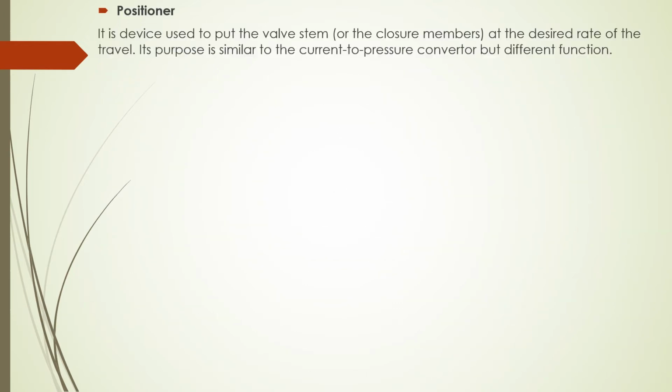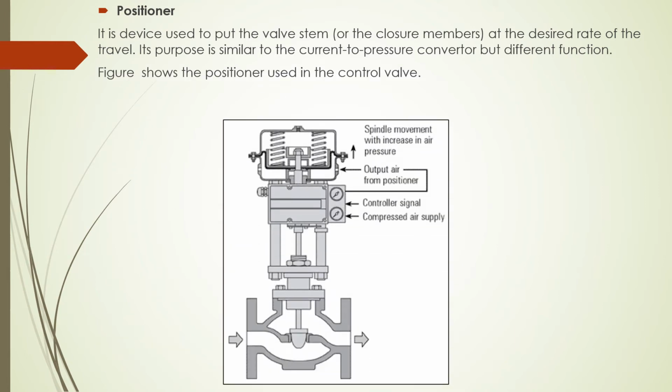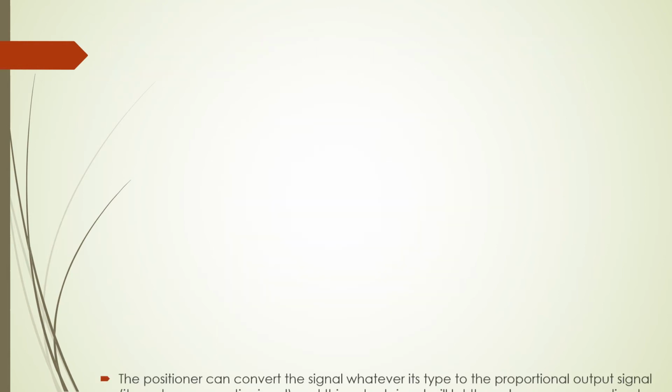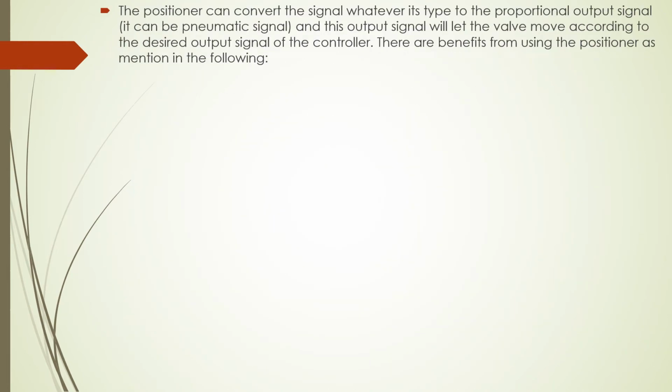Positioner. It is a device used to put the valve stem at the desired rate of the travel. Its purpose is similar to the current to pressure converter, the I/P converter, but with a different function. In the following figure, it will show the positioner used in the control valve. The positioner can convert the signal, whatever its type, to the proportional output signal, and this output signal will let the valve move according to the desired output signal of the controller. There are benefits from using the positioner as mentioned in the following.